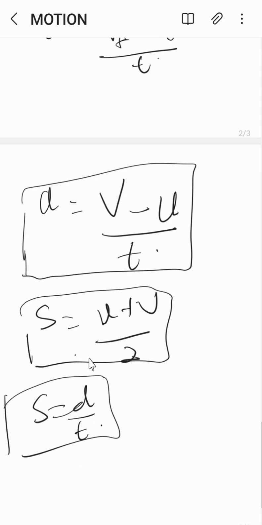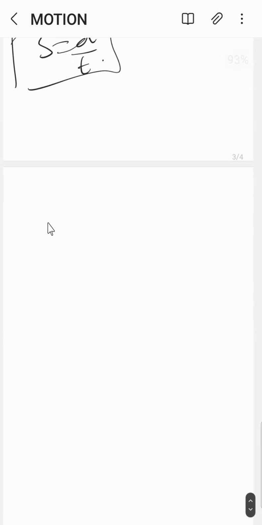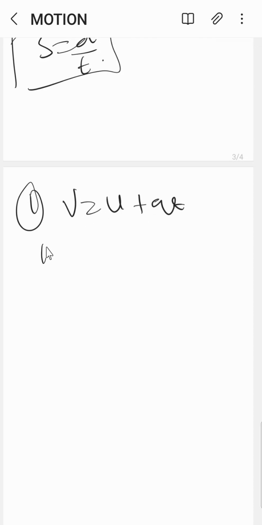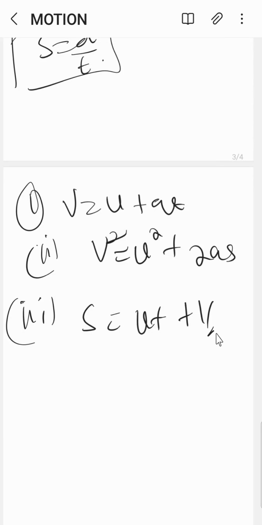Now, under constant acceleration, these are the equations that we use. Equation number 1 is v is equal to u plus at. Equation number 2 is v squared is equal to u squared plus 2as, and the other equation is s is equal to ut plus half at squared. Now we know what u means. This is just initial velocity, which can be denoted as v initial. So these are the equations of motion under constant acceleration.